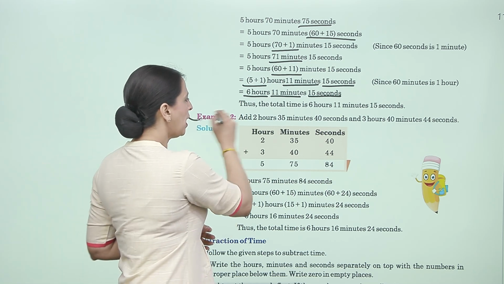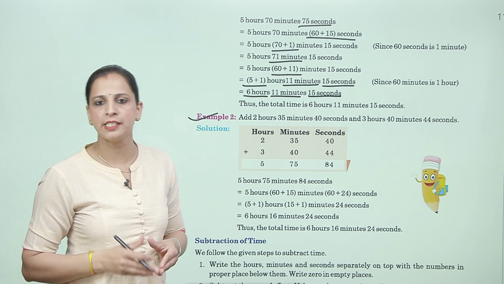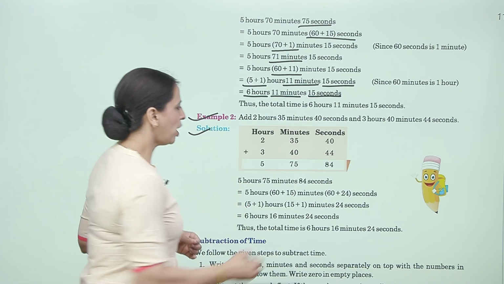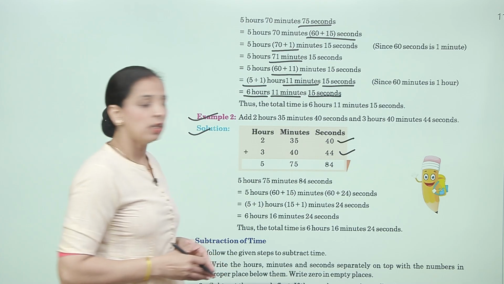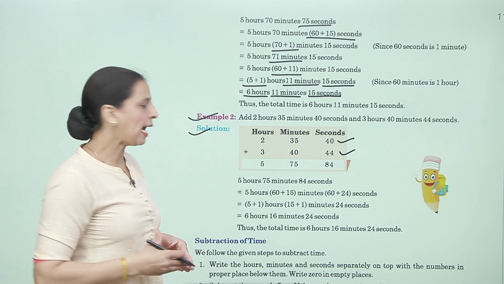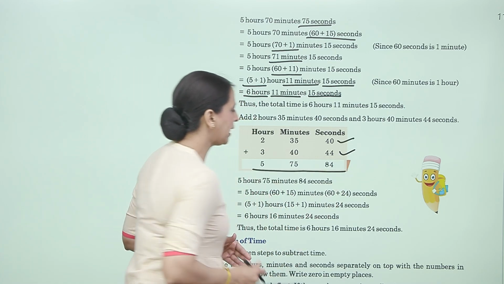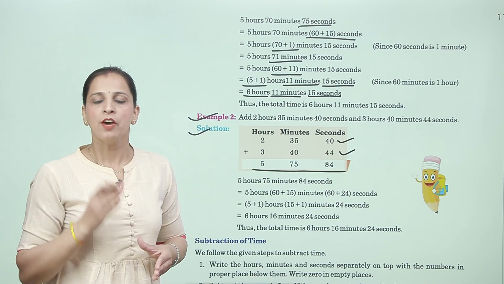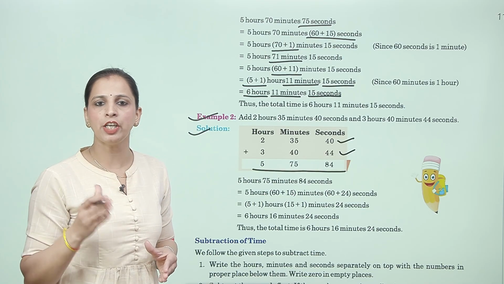Now example 2, add 2 hours 35 minutes 40 seconds and 3 hours 40 minutes and 44 seconds. Solution. Now again we make the separate columns and write the numbers. Now add, we get 5 hours 75 minutes 84 seconds.